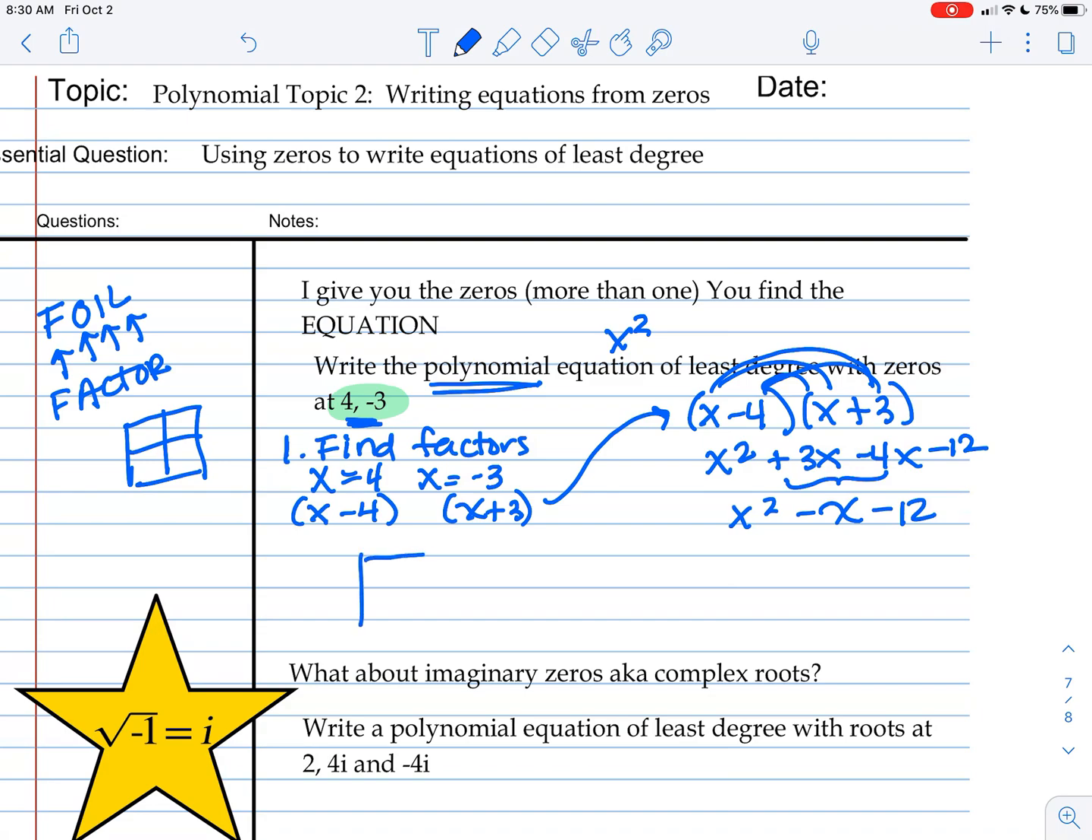If you prefer the box method, you'll do something similar. So I'm not talking my way through this. You'll get the same answer, hopefully. Okay, this is my polynomial of least degree.